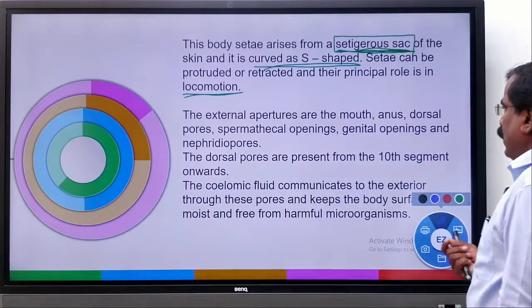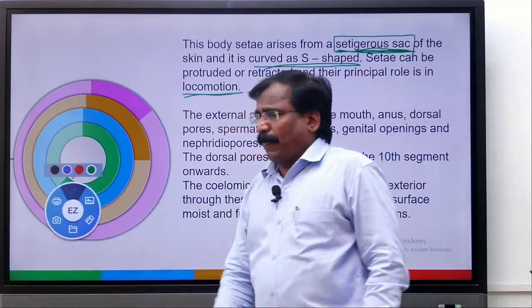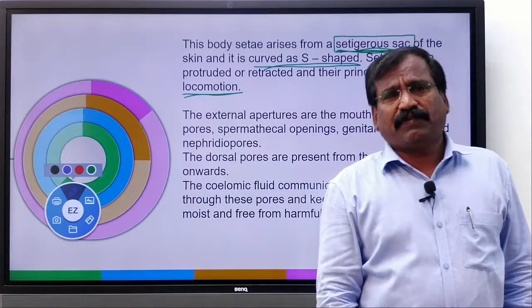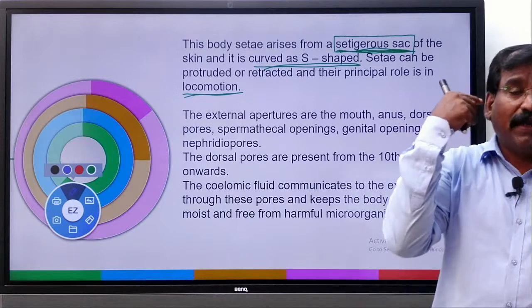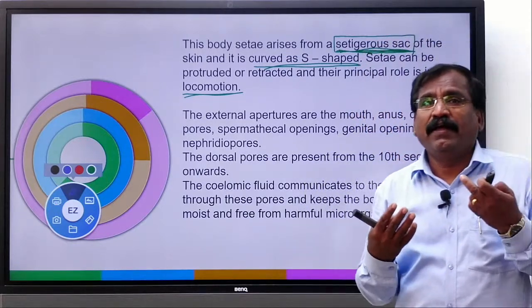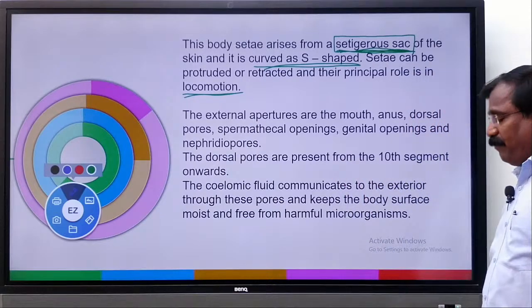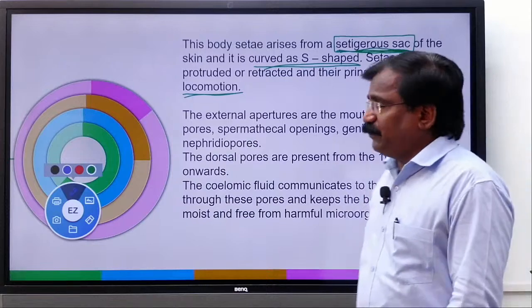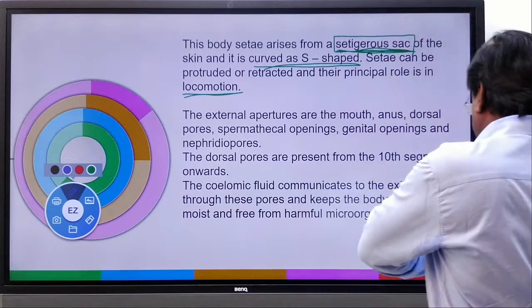The next topic in the morphology is the external apertures. So what are the apertures? Holes. Like we have ears, mouth, and nose, those are openings. What are the openings, or apertures, found on the earthworm?